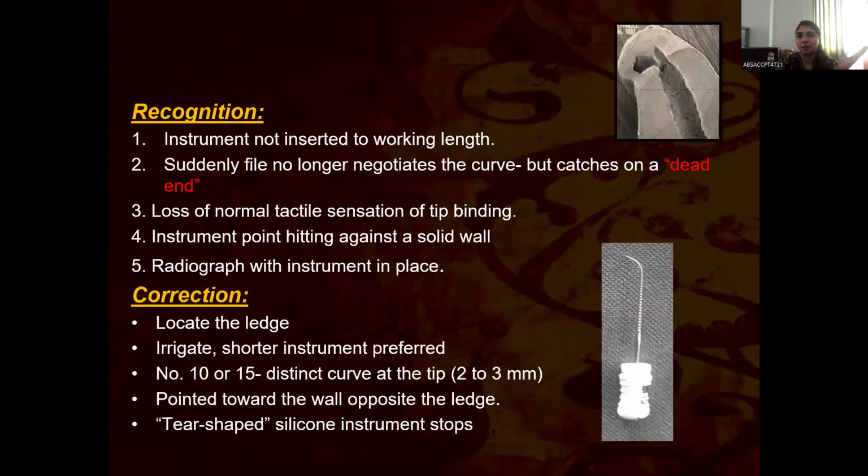Now, how do you recognize it? The instrument may not be inserted to the working length. Suddenly the file no longer negotiates at all but catches on a dead end. Loss of normal tactile sensation of the bone binding. The instrument's point is fitting against a solid wall, and a radiograph with the instrument confirms it. How do you correct it? You have to locate the ledge and irrigate it. A shorter instrument is preferred. A number 10 or 15 file with a curve, with the tip pointed towards the wall opposite the ledge.